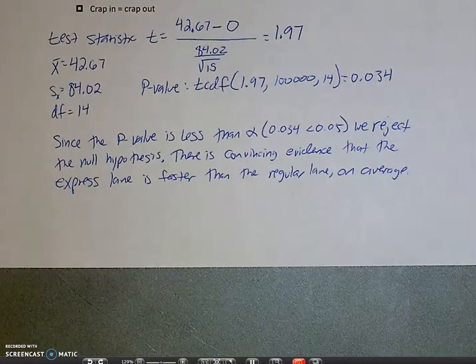As for our conclusion, since our p-value is less than our alpha, we reject our null hypothesis and say that there is convincing evidence that the express lane is faster than the regular lane on average. One more video after this, guys.